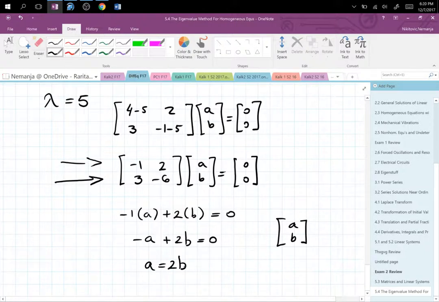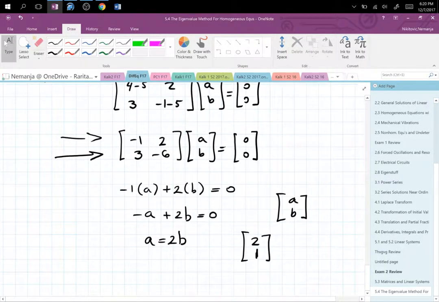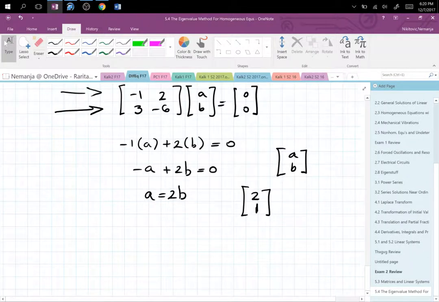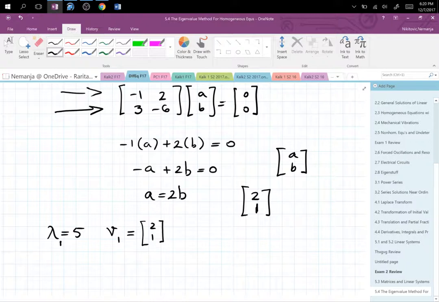I would like to pick b equals 1. If I pick 1, I could also pick 17, it's okay. But I'm going to pick 1 for b, and that makes a equal to 2. And now that creates the eigenpair, which is lambda 1, the first eigenvalue we considered, is 5, and the first eigenvector associated with 5 is 2, 1. So that's what I have for my... it's dependent on b, that's fine.